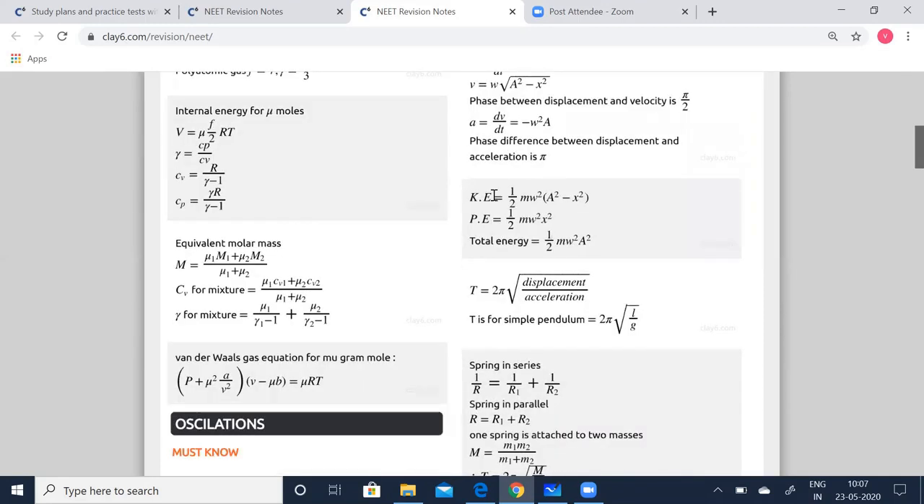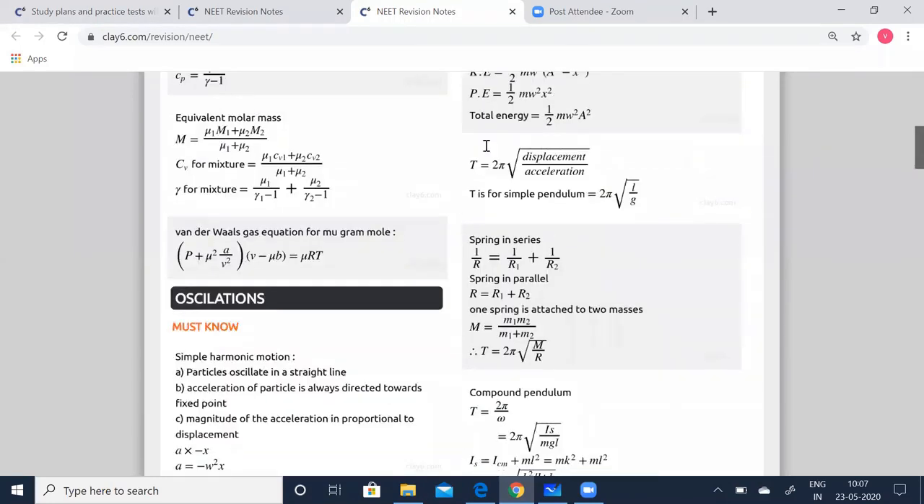Next is kinetic energy. Kinetic energy is equal to half m omega squared into (A squared minus x squared). And the potential energy is equal to half m omega squared x squared. Now you know the total energy is kinetic energy plus potential energy. When you add and simplify, you get half m omega squared A squared. T is the time period, which is given by 2 pi root of displacement by acceleration.